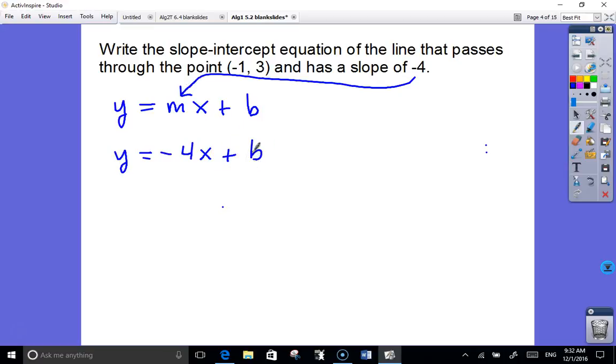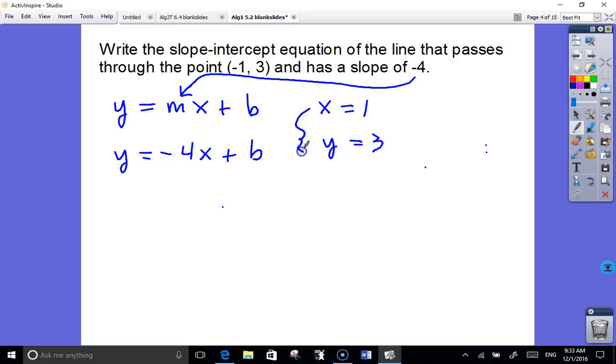And now we need to find the b. Okay, but what's the one other piece of information they gave us? They gave you a point, right? We know that there are infinitely many points on this line. But if they give you 1 point where you know that the x value goes with that y value, then you can substitute it for x and y. So that's what we're going to do now. We're going to substitute x equals -1, y equals 3.